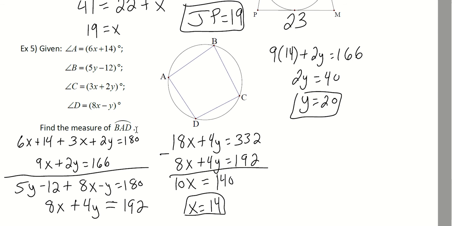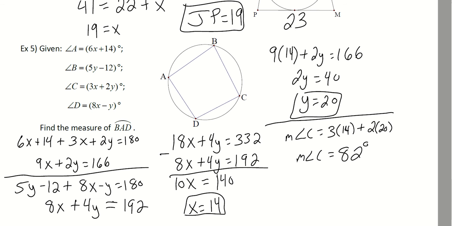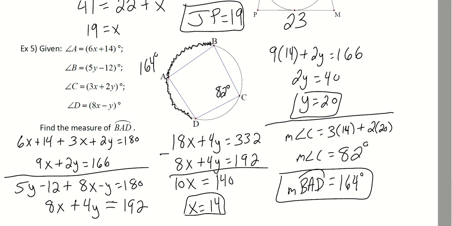Now we're asked to find the measure of arc BAD. That is the intercepted arc of angle BCD, or you can call it angle C if you want to. So if we find the measure of angle C, we can then find the measure of its intercepted arc. Let's do that now. And we find out that the measure of angle C is equal to 82 degrees. So if inscribed angle C has a measure of 82 degrees, its intercepted arc BAD must be twice that, which is 164 degrees.